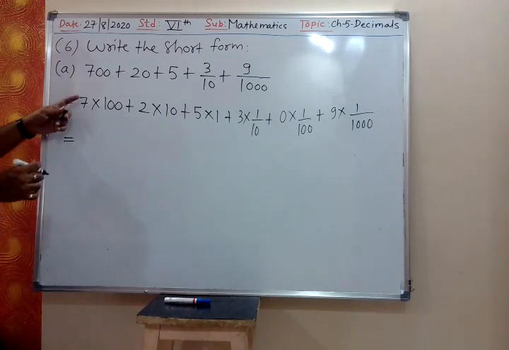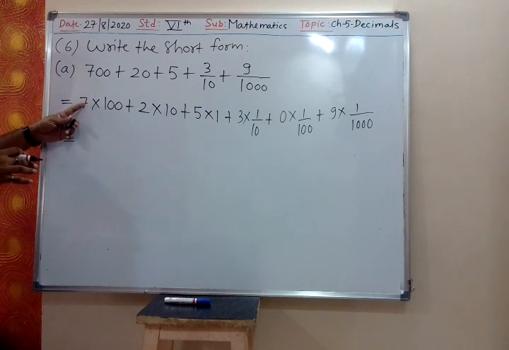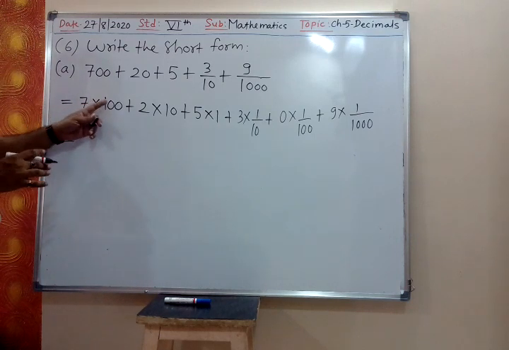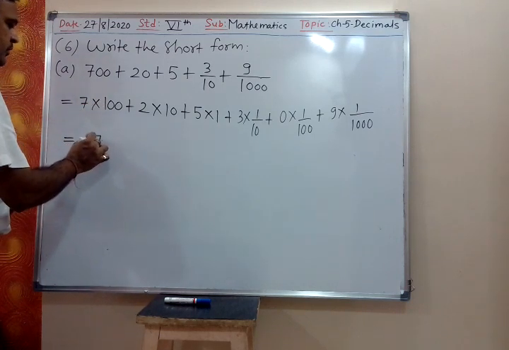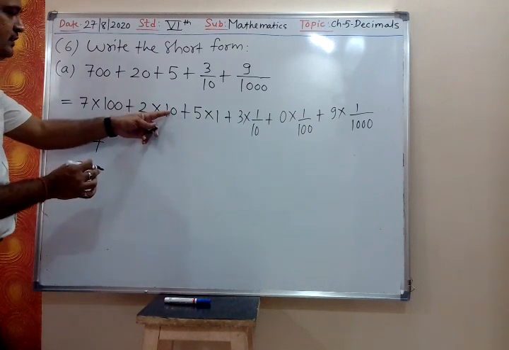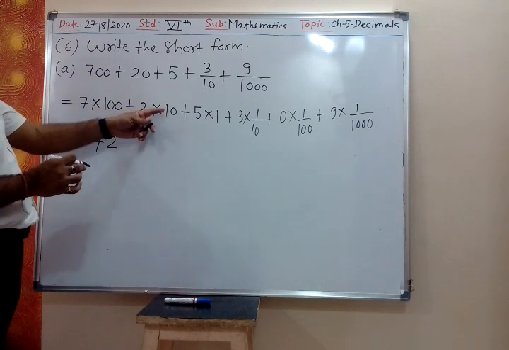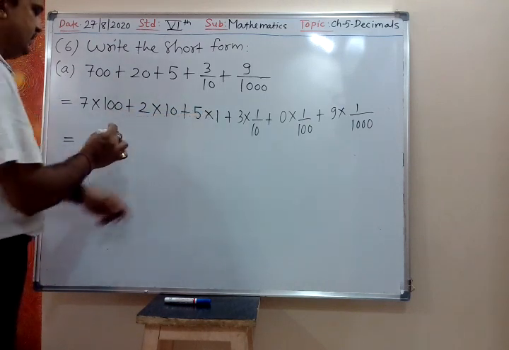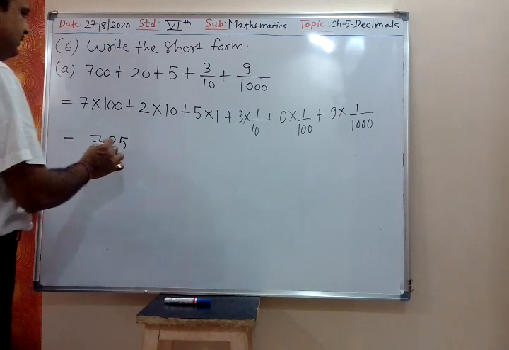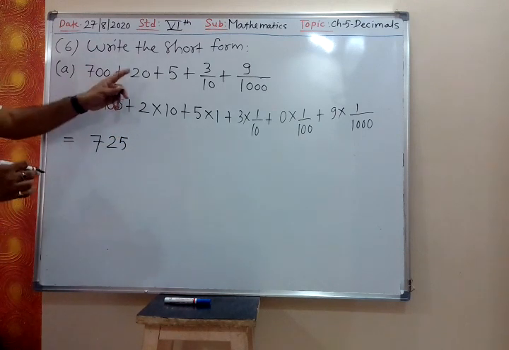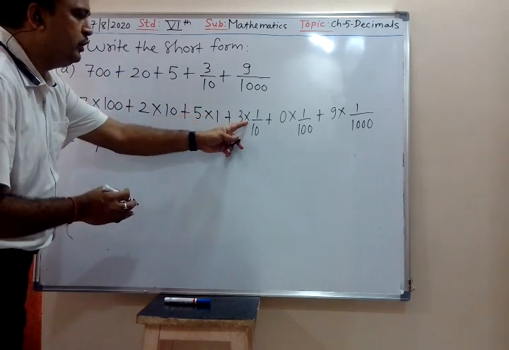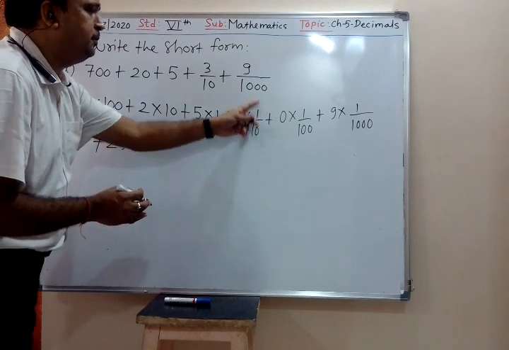You can write directly. Now I will write. What is the position of 7? The position of 7 is hundreds, so I will write 7. Then the position of 2 is tens, so I will write 2. The position of 5 is ones. So I will write 725. Then now it is 1 upon 10, which means it is the tenths position.